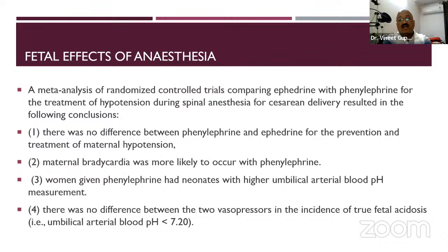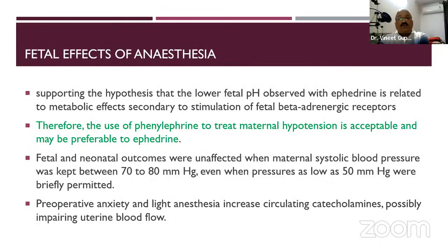Women given phenylephrine had neonates with higher umbilical arterial blood pH measurement, which seems to be a little bit favorable to the fetus. There was no difference between the two vasopressors in the incidence of fetal acidosis, umbilical artery pH less than 7.2; both of them cannot be blamed for pH less than 7.2. Supporting the hypothesis that the lower fetal pH observed with ephedrine is related to the metabolic effect secondary to stimulation of fetal beta-adrenergic receptors, the use of phenylephrine to treat maternal hypotension is acceptable and may be preferable to ephedrine.